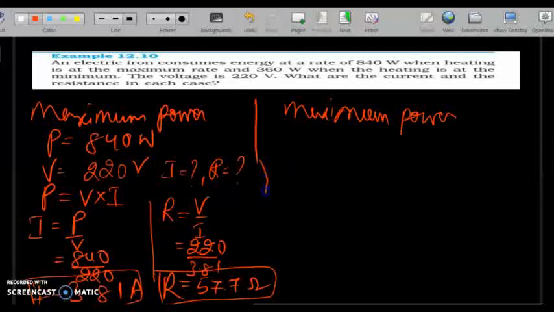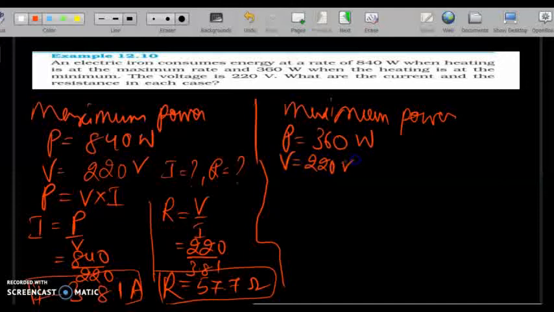And the next one, do the same thing here also, children, for minimum power. So power is equal to 360 watt. So V here again is 220 volts. Again we have to calculate I and R for this case. So what is I? Again P is equal to V into I. Good. I will be equal to P by V.